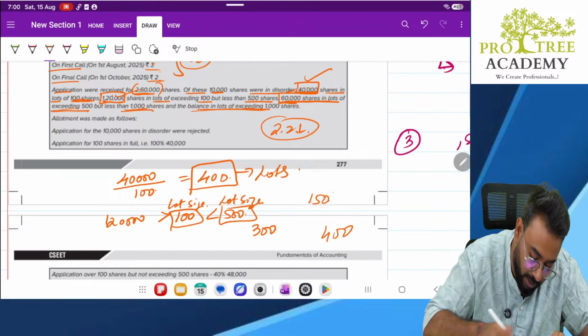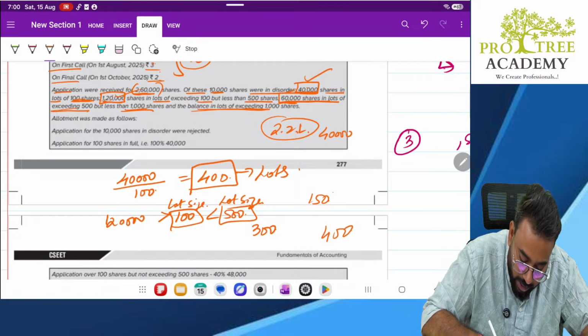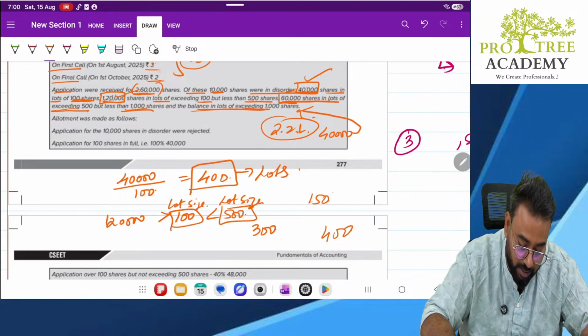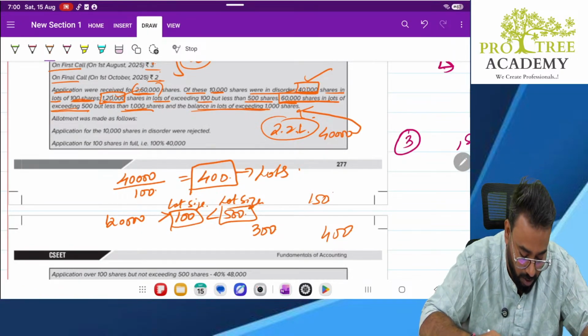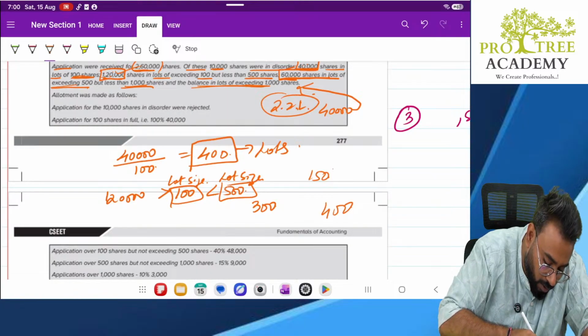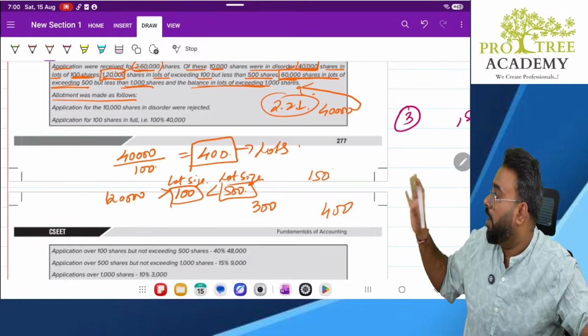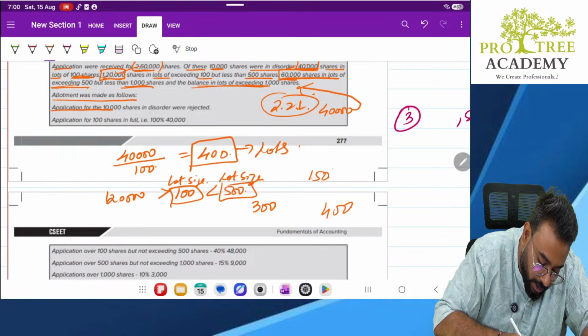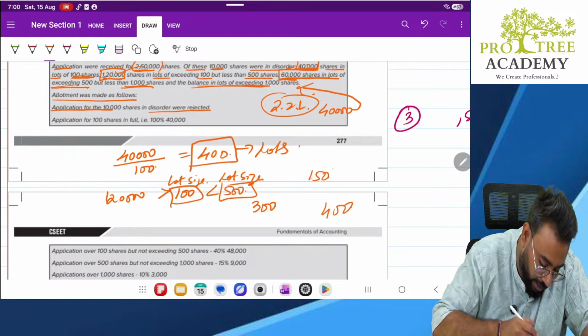2.2 lakhs. That means the remaining 40,000 shares was applied exceeding 1 lakh shares. Sorry, exceeding 1,000 shares in a lot. Clear? So now they have given you allotment. How allotment was made? Application for 10,000 shares in this order was rejected.